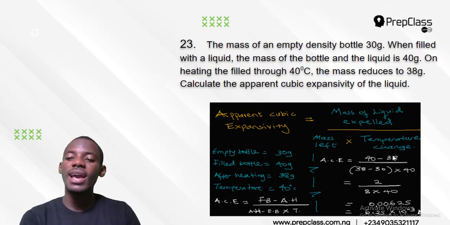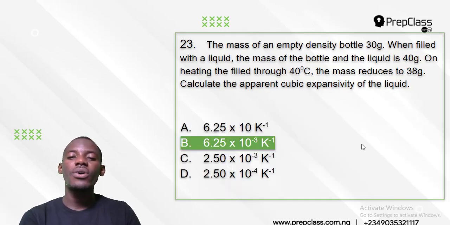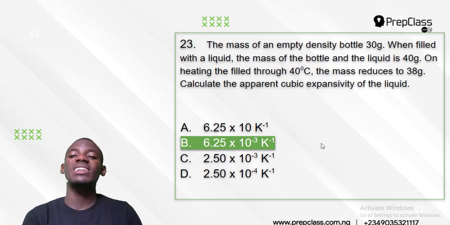Then 40 minus 38 is 2, 38 minus 30 is 8, times 40, and that will become 2 over 8 times 40. If you divide 2 by 8 times 40, that will give you 0.00625. In standard form, you move the point 1, 2, and 3 places, giving 6.25 times 10 to the power of minus 3, and that is my answer for the apparent cubic expansivity of the liquid. That makes the answer for number 23 to be B.